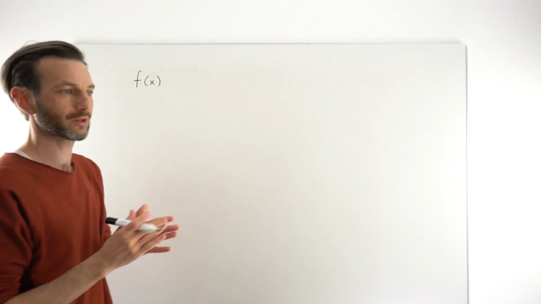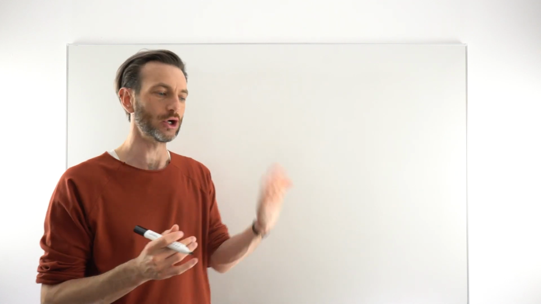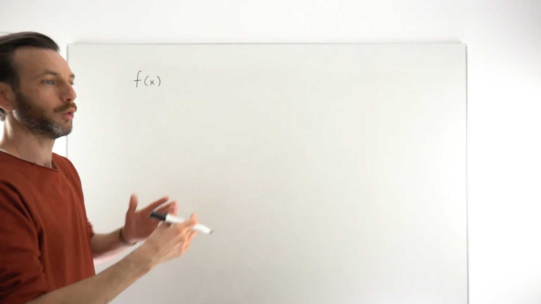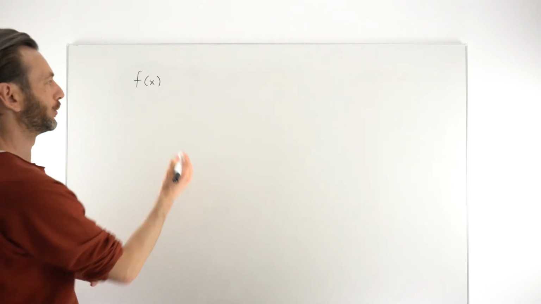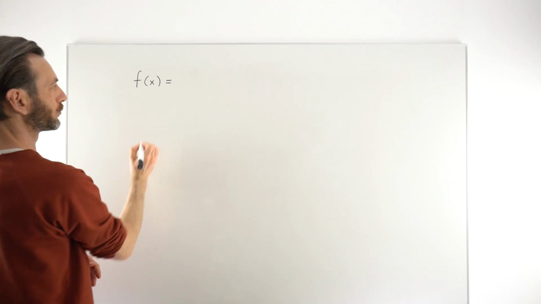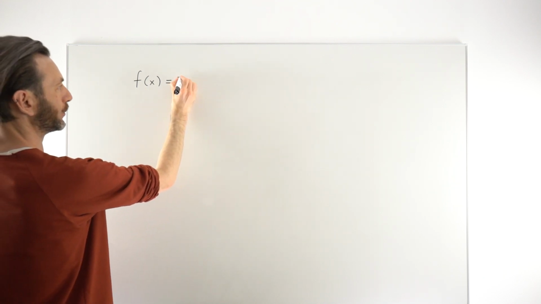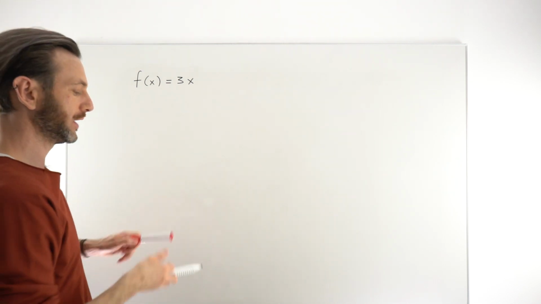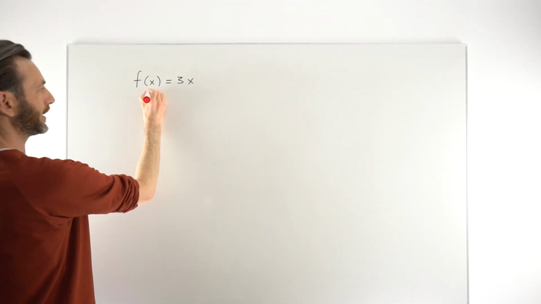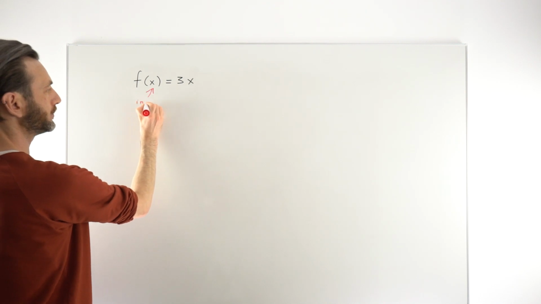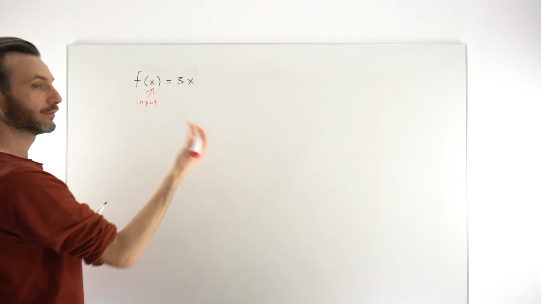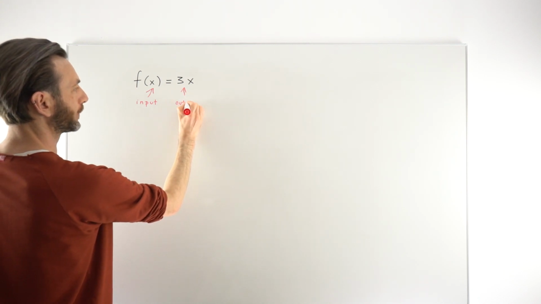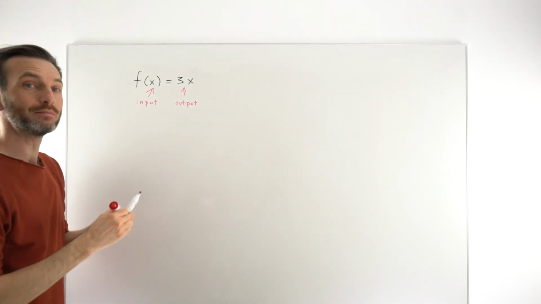So let's say we wanted to express a rule which says, take your number, multiply it by 3. So a very simple function. That would be what the function does. That's the mechanism of the function. Well, the way that we would write that is f of x equals 3x. And what that's telling us is that the value inside the bracket is your input value. That's the number that you put into the function. And then what you get out over here is the output value. So it's just this input-output machine.